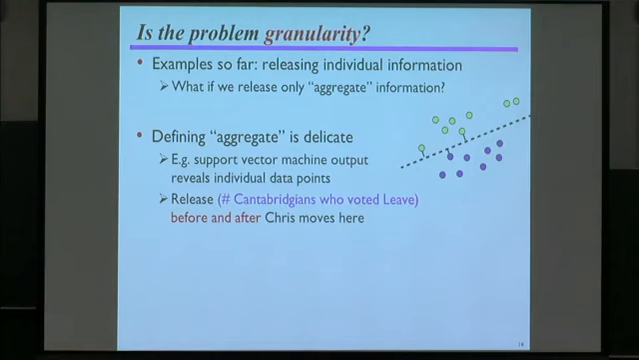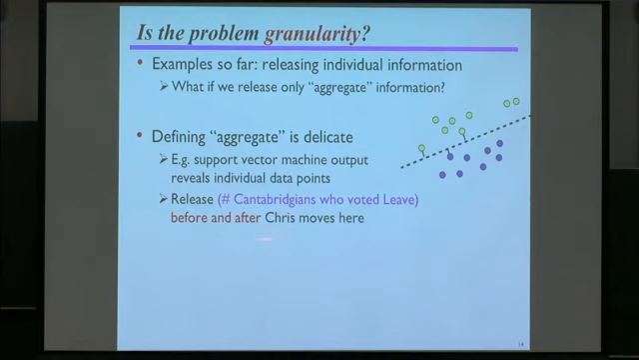Maybe another kind of example is, suppose I wanted to release related statistics. Suppose I consider releasing the number of Cantabrigians who voted leave in the recent referendum immediately before and after Chris Skinner moved to Cambridge for the semester.